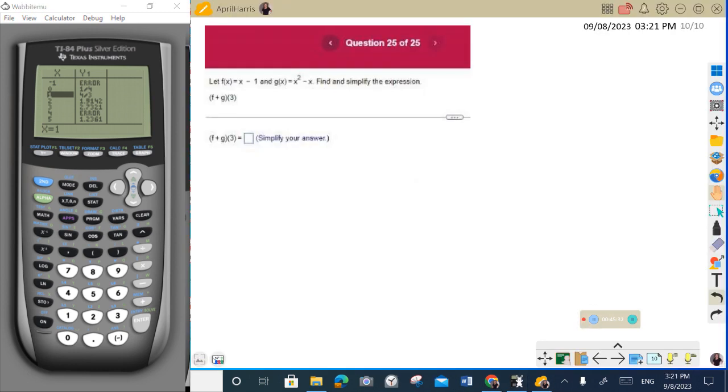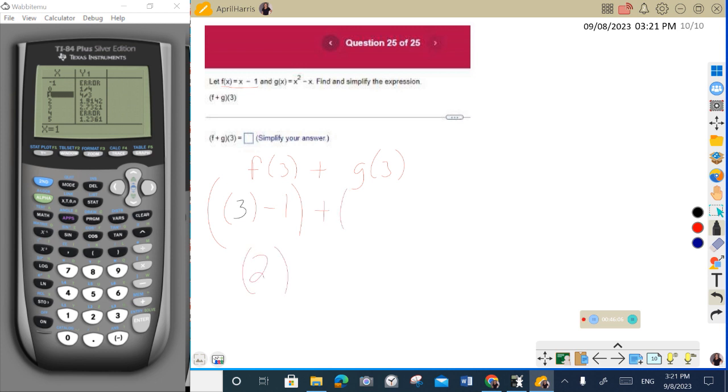Okay, question 25. It says let f of x equal x minus 1, g of x equal x squared minus 1. Find and simplify the expression f plus g of 3. I like to do it like this. Find the f of 3, find the g of 3, and then just add them together. All right? So I'm going to use the f equation and plug a 3 in. Everywhere there's an x, I'm going to put parentheses and plug in 3. So that's 3 minus 1. That's going to be a 2.